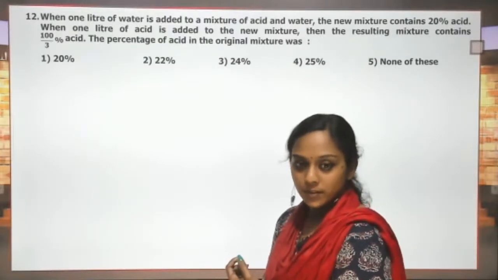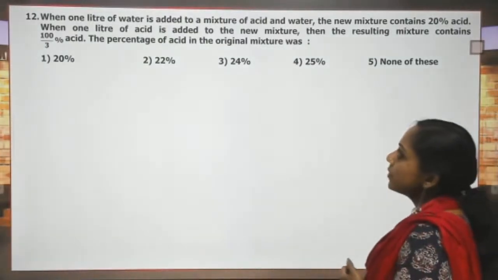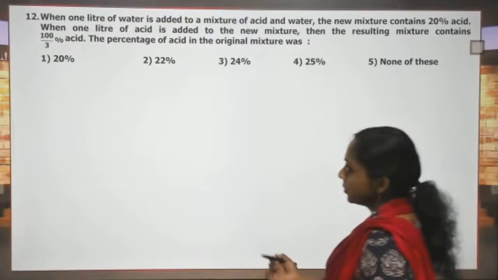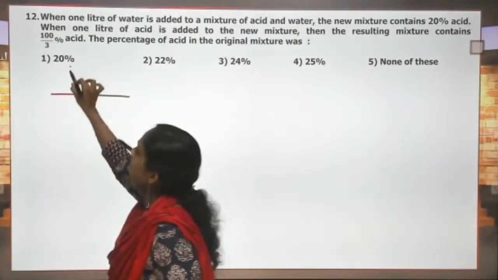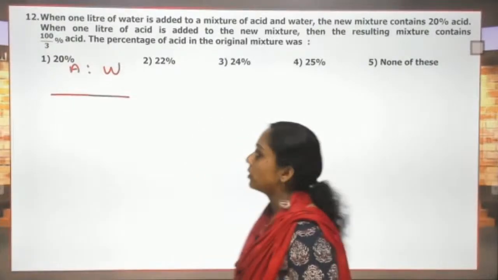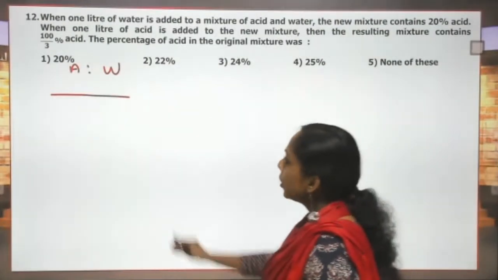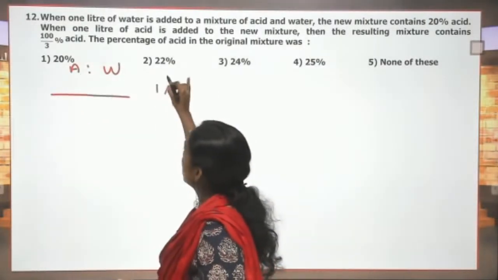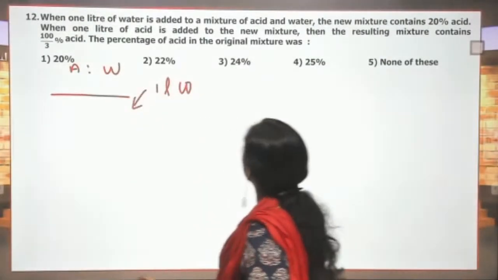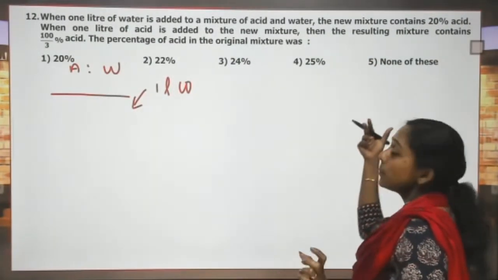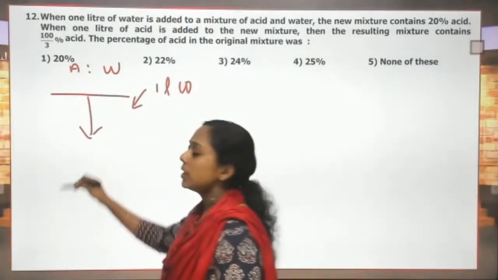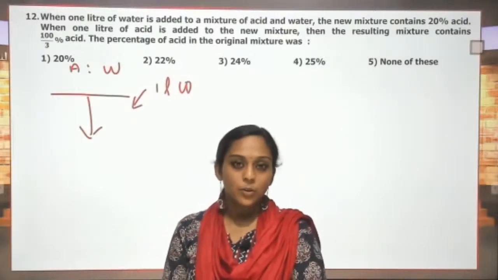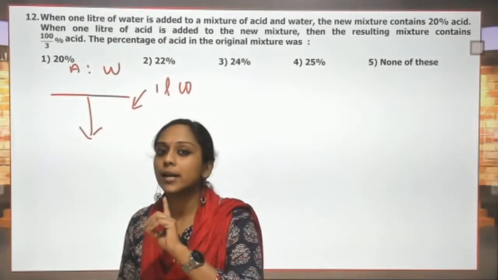So what is given here? When 1 liter of water is added to a mixture of acid and water, the new mixture contains 20% acid. Initially there was a mixture which contained acid and water in a particular ratio, we don't know that. I am adding 1 liter of water to it. The new mixture contains 20% acid, so the water content is 80%.